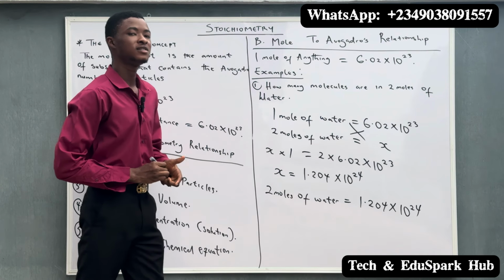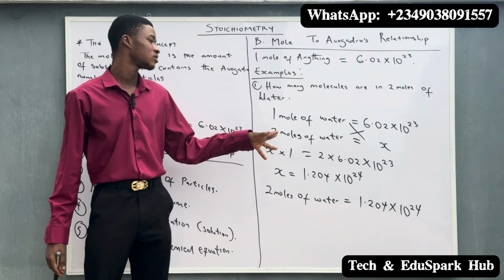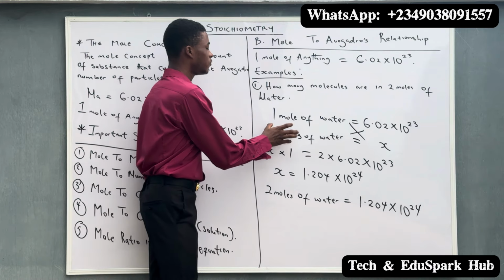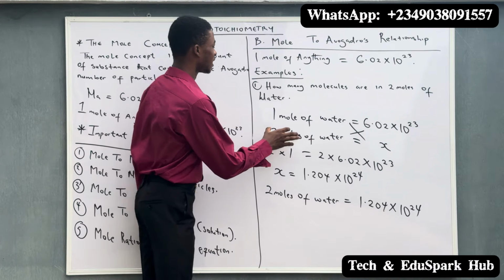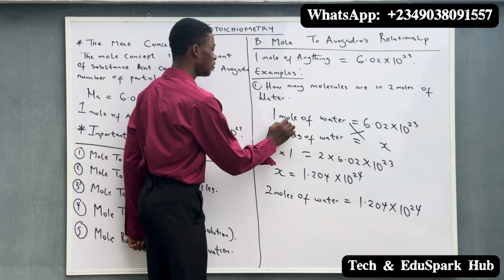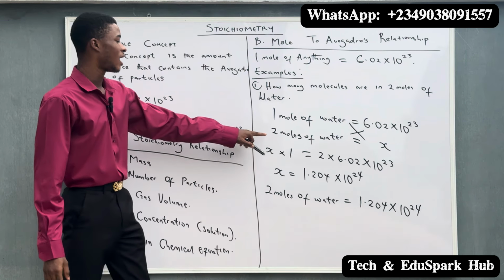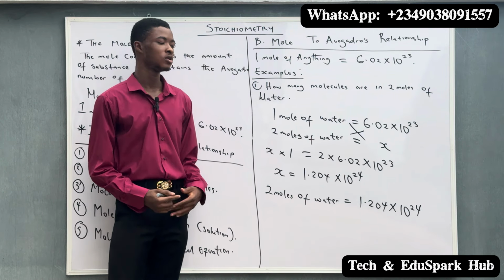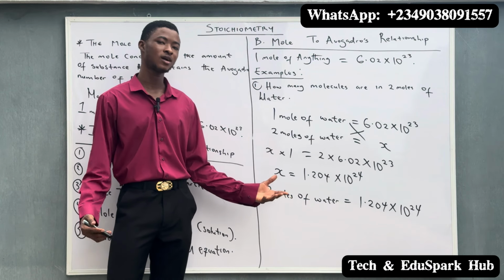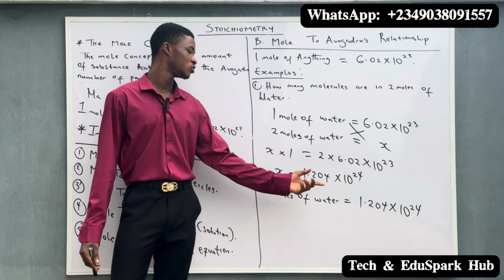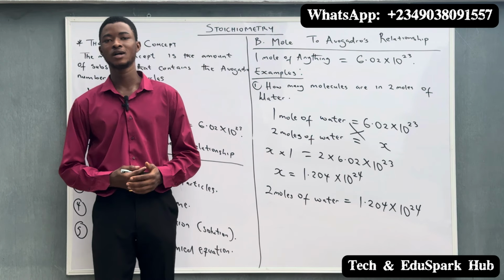You can see this is very easy to solve once you understand what you are doing. The reason I ask us to write a full expression is because if we only write 1 mole of anything, we won't know what we are doing, so we'll just be cramming. But when you know what you are doing, you can easily write 1 mole of water because you are working with water, is equal to 6.02 times 10 raised to power 23. You now have 2 moles of water equal to unknown. When you cross multiply, you get your final answer, 2 moles of water equals 1.204 times 10 raised to power 24. This is how you solve questions under the mole to Avogadro's relationship.